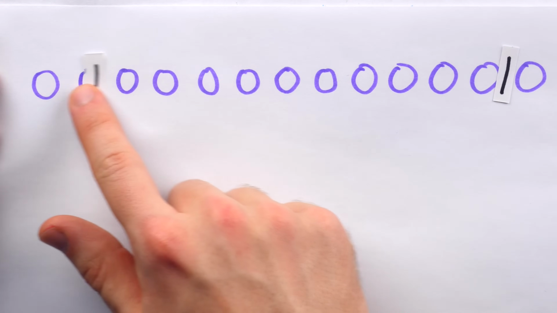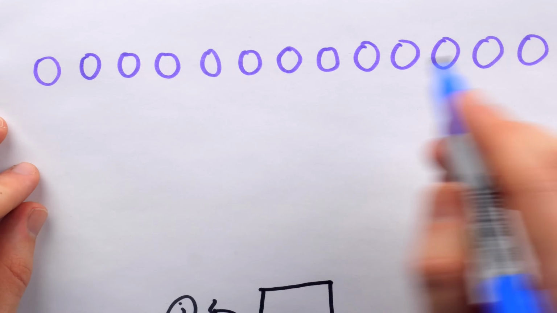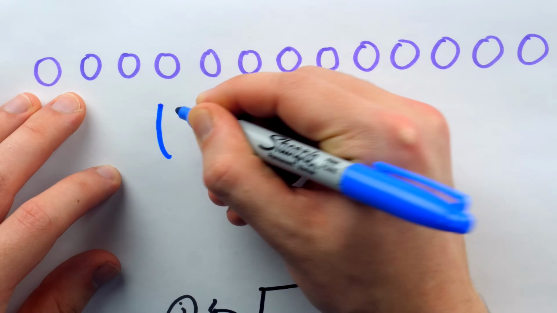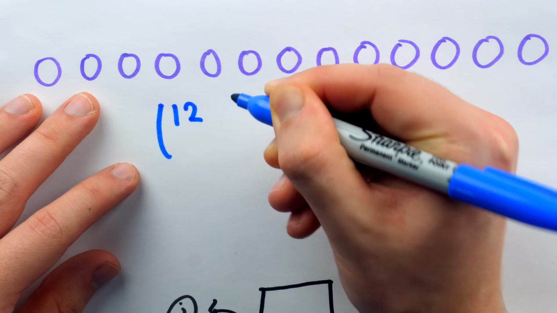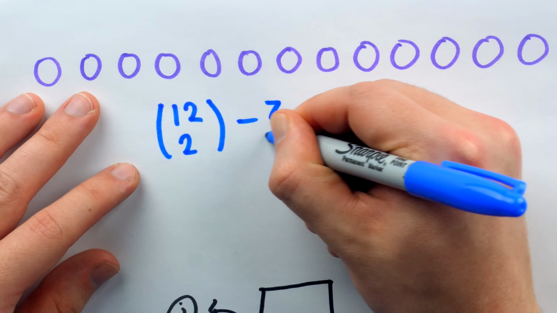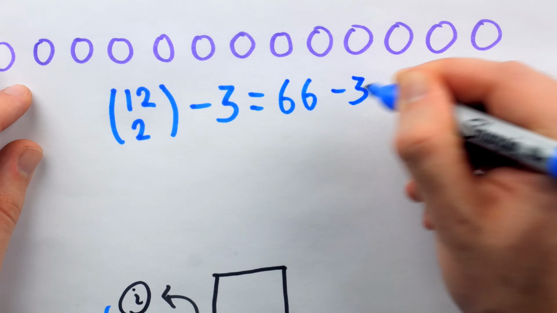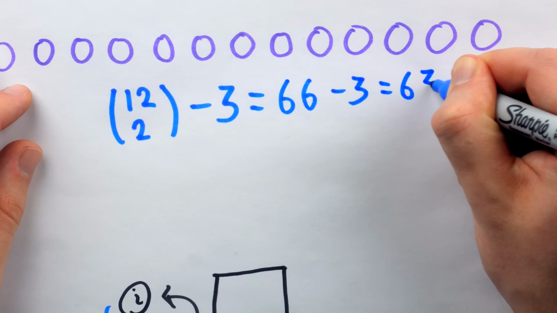So what we need to do is take 12 choose 2, the number of ways that we could place 2 sticks among the 12 gaps of these 13 balls, but then we need to subtract 3 to get rid of those 3 possibilities that aren't actually applicable in our situation. And this turns out to be 66 minus 3, so our final answer is 63.